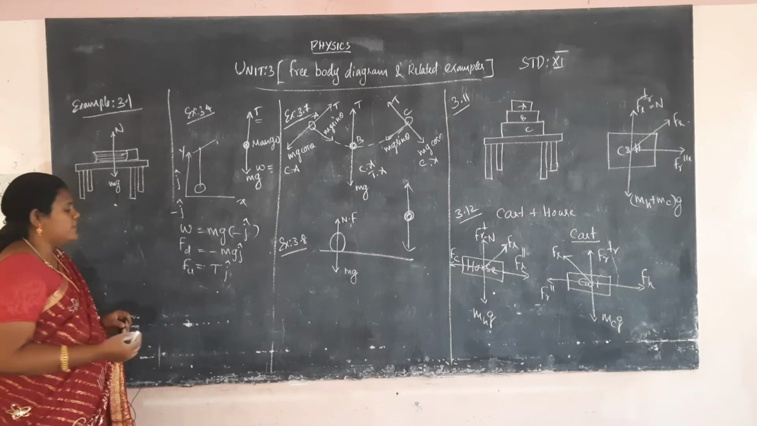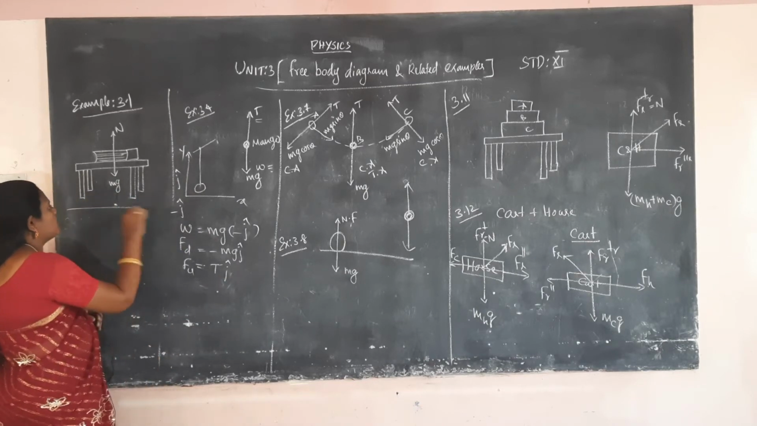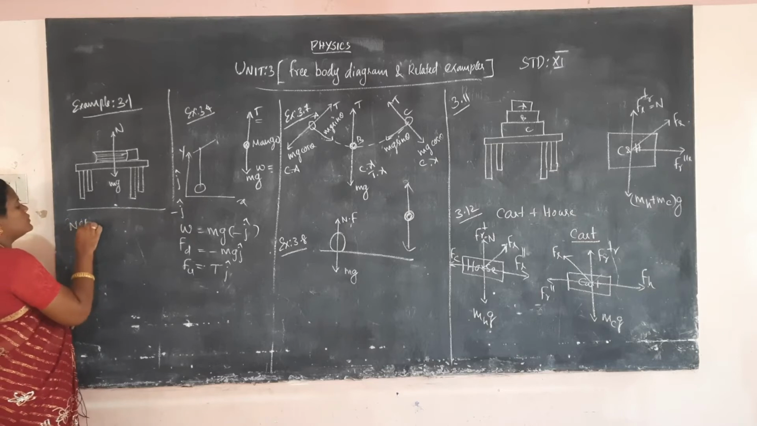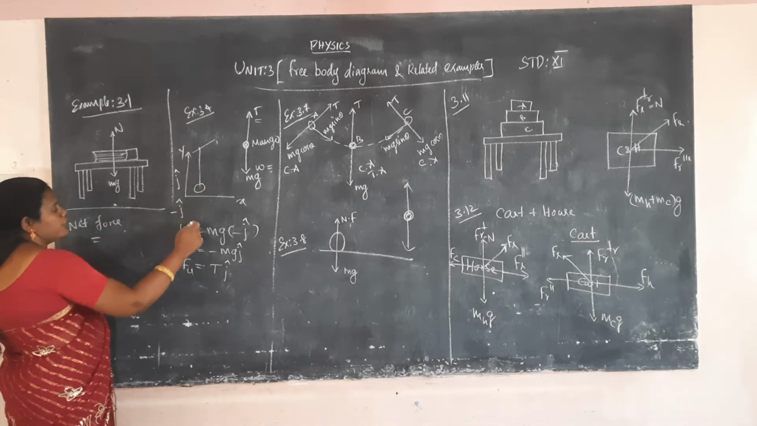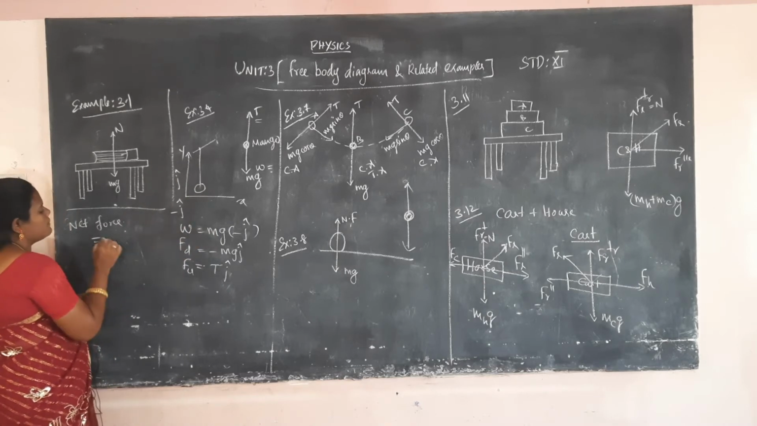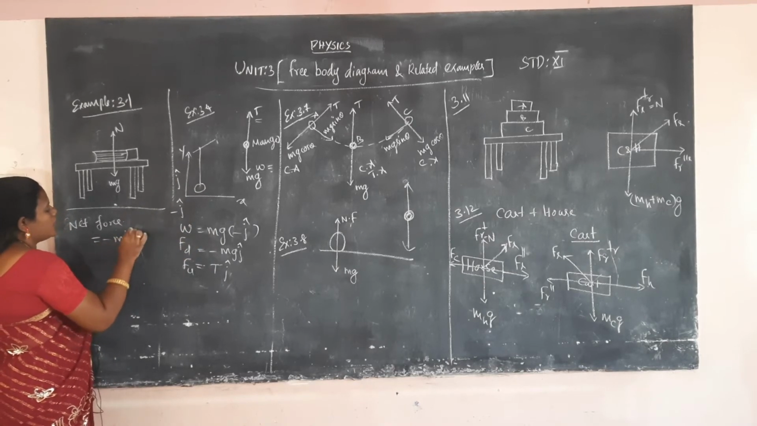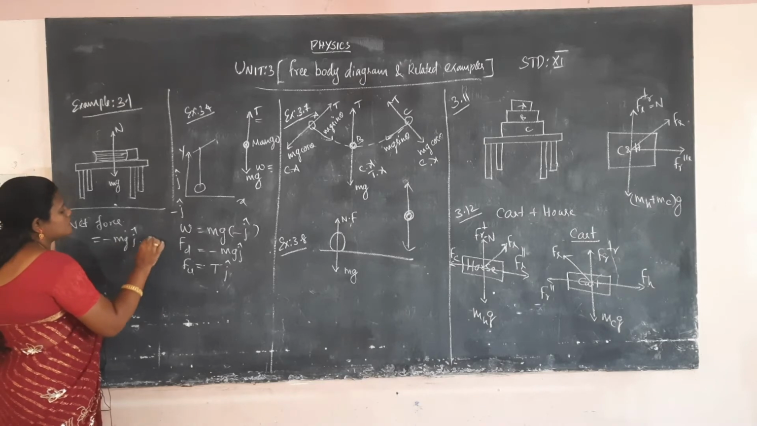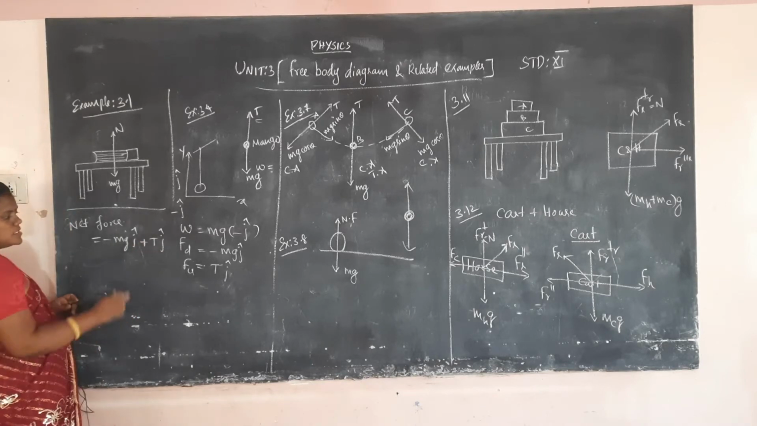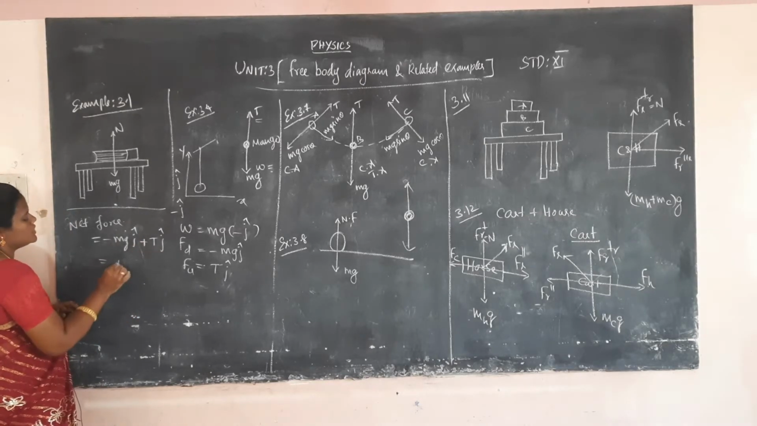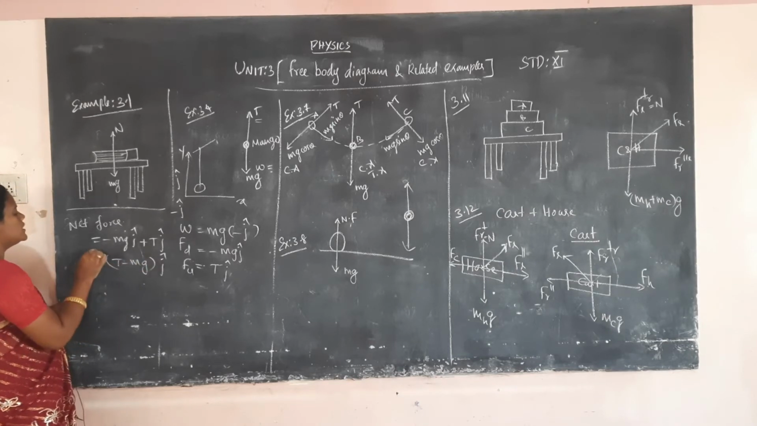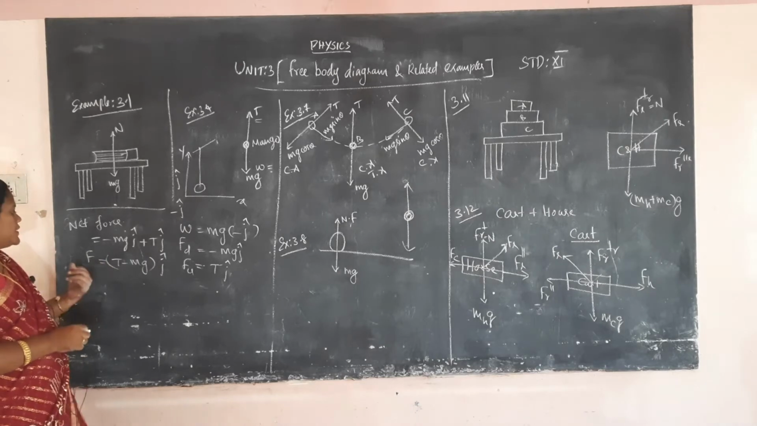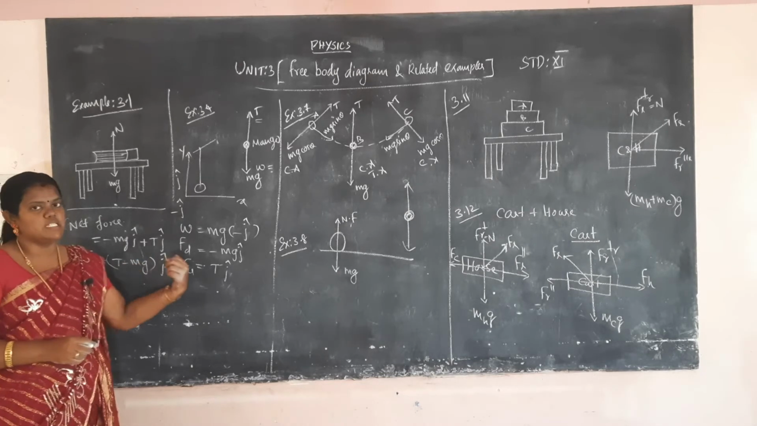We want to calculate the net force. How to calculate the net force, ma? The net force is the downward force plus the upward force. The downward force is minus mg j cap, plus the upward force T j cap. So T minus mg into j cap. That is the total net force.